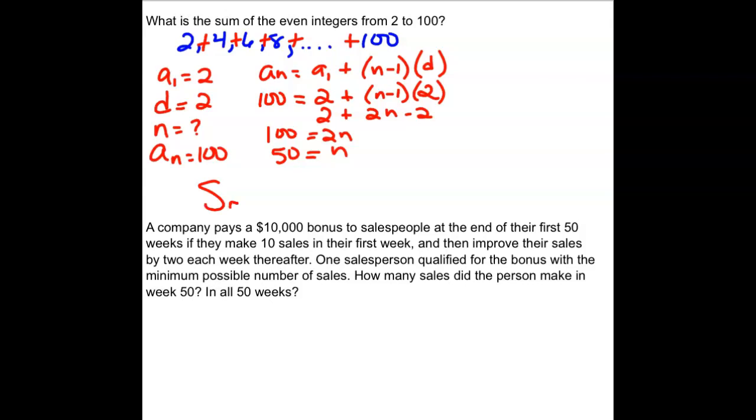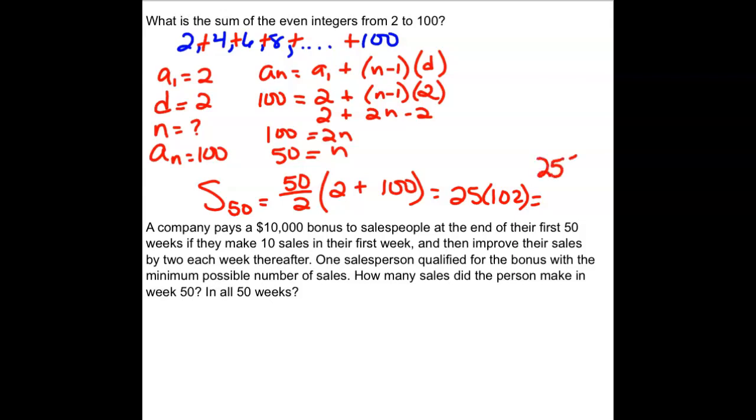So now to find the sum of our 50 numbers, we take those 50 and pair them up. So 50 divided by 2, each pair adds up to the first plus the last. All right, so we end up with 25 times 102. Our total should be 2,550.